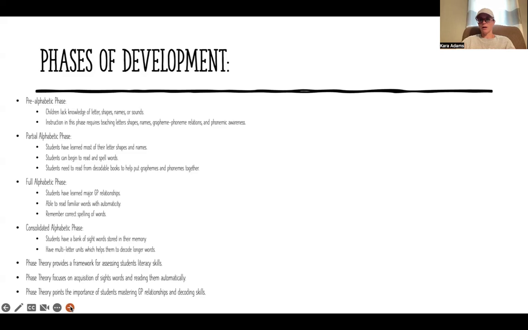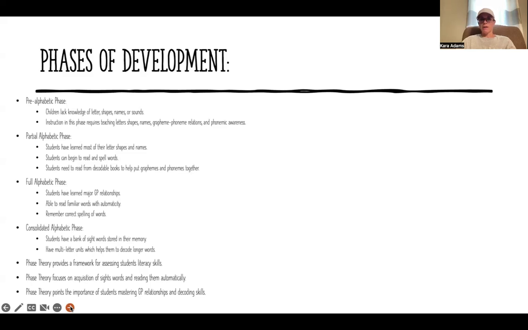Next would be the partial alphabetic phase. Students have learned most of their letter shapes and names. They can begin to read and spell words, and then they're starting to use some of those decodable books, which are such an amazing resource for our students to really gain the knowledge of the skills that you're working on in your classroom.